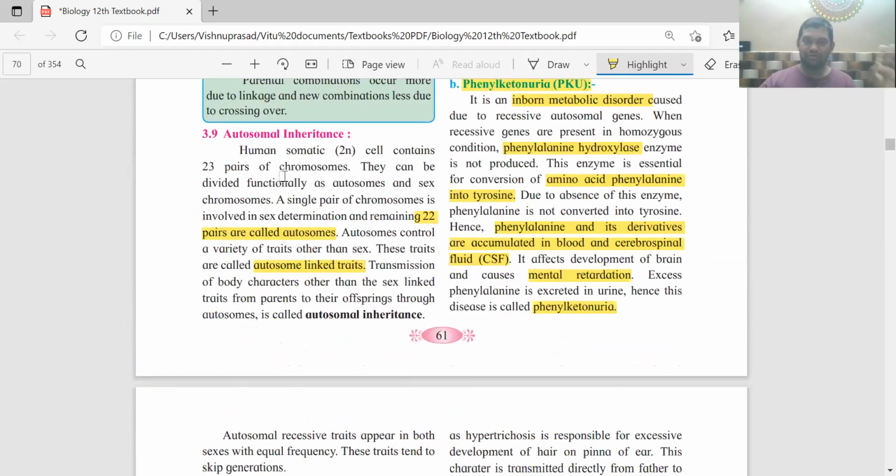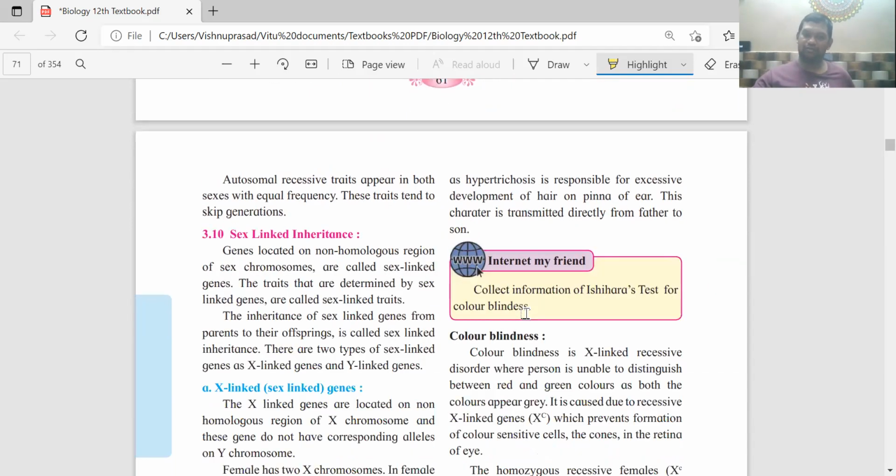That was about autosomal inheritance. We have seen one example each of autosomal dominant and autosomal recessive. Now we have to talk about sex-linked inheritance.